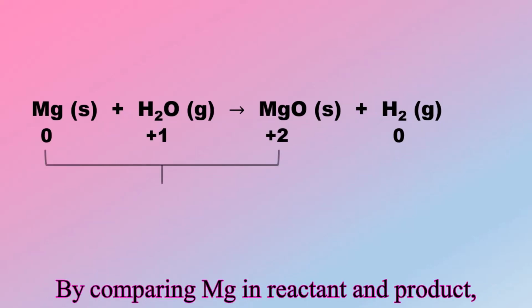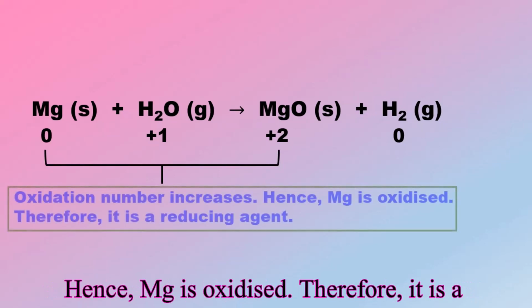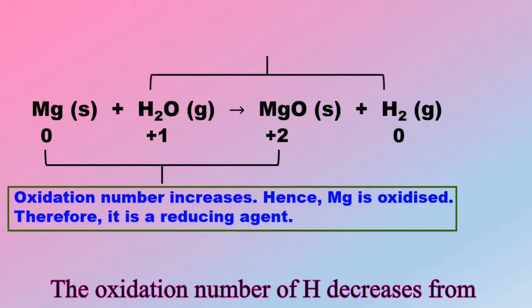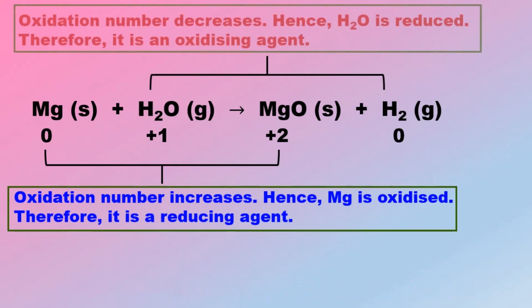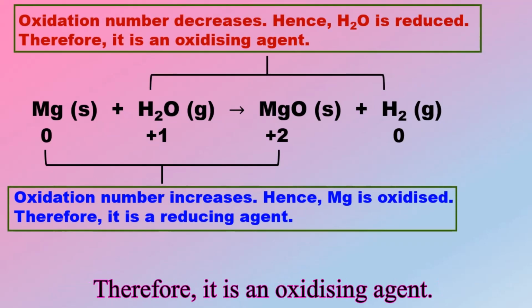By comparing Mg in reactant and product, the oxidation number increases from 0 to +2. Hence, Mg is oxidized, therefore it is a reducing agent. The oxidation number of H decreases from +1 to 0. This shows that H is reduced, therefore it is an oxidizing agent.